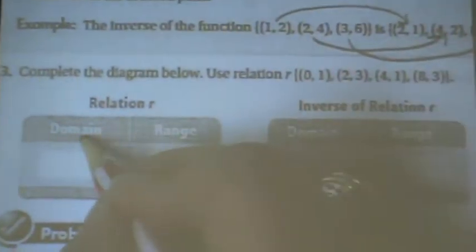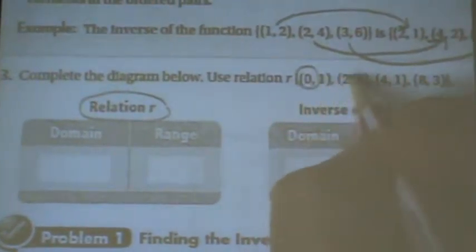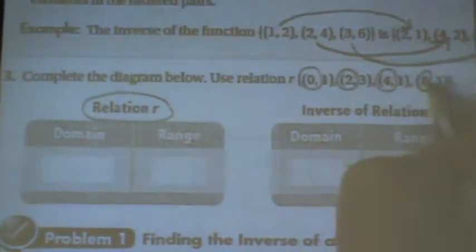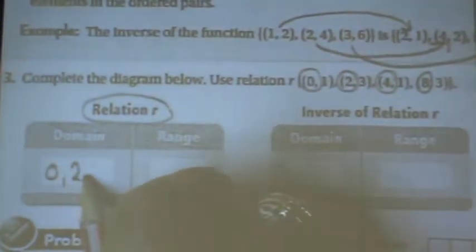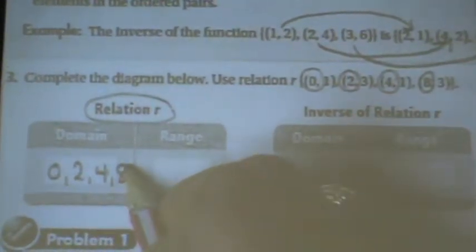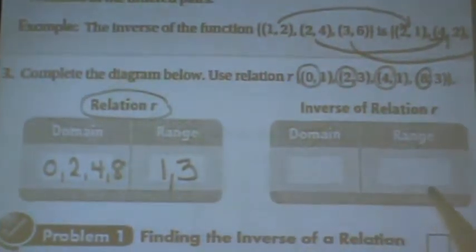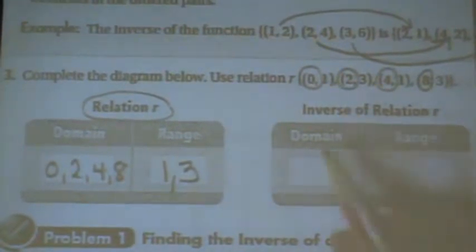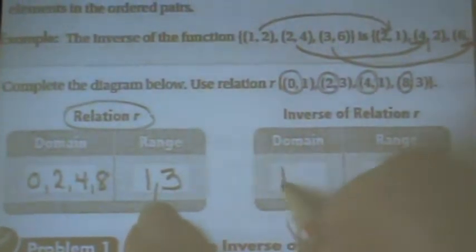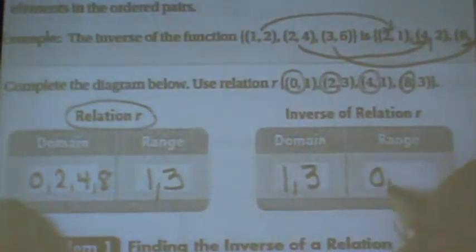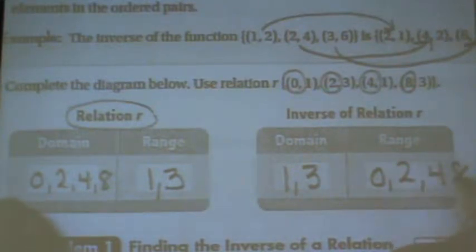That's it. So using this little diagram that I have here, tell me what is the domain and the range of this relation. It is 0, 2, 4, and 8, so the domain is 0, 2, 4, and 8, and the range is 1 and 3. So if I ask you what's the domain and the range of the inverse, you'd have to switch these points around. Your domain is going to be your 1 and your 3, and your range is going to be your 0, 2, 4, and 8, just like that.